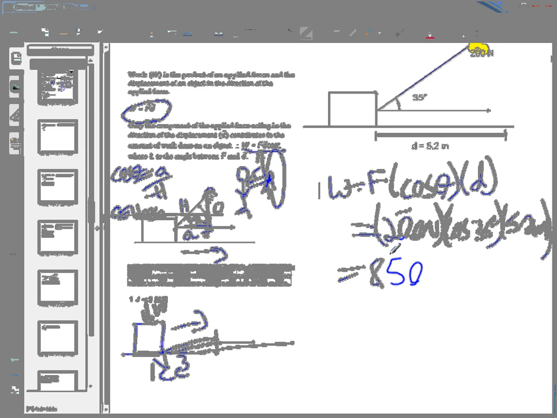Newton meters. If we look over here, the unit for work is the Newton meter. 1 joule, capital J, is the amount of work done when an applied force of 1 Newton produces a displacement of 1 meter. In other words, 850 Newton meters is 850 joules.